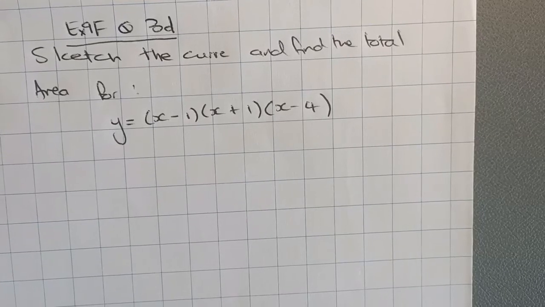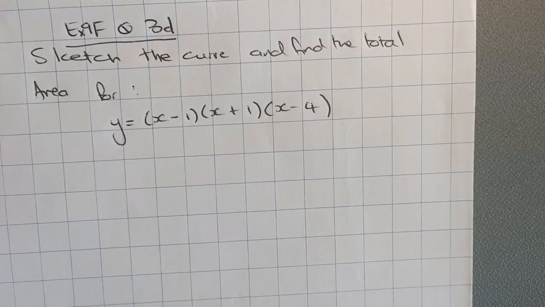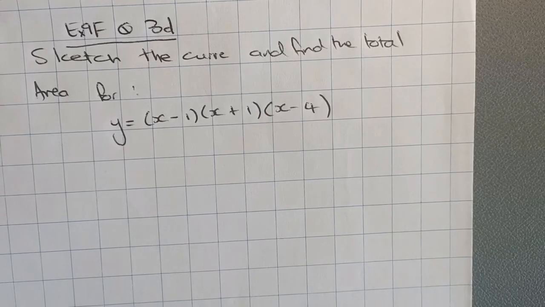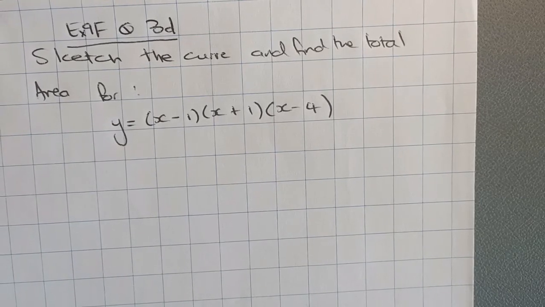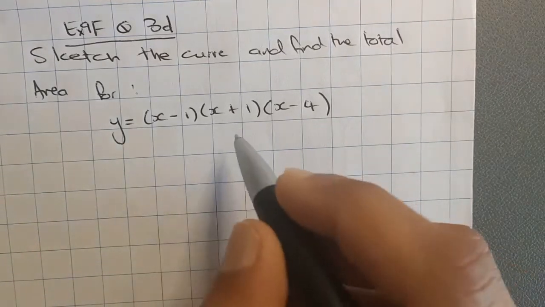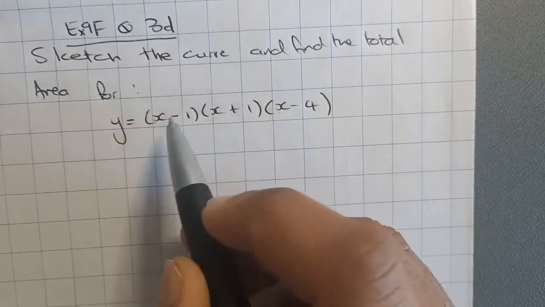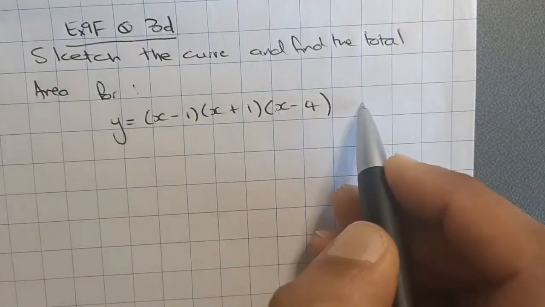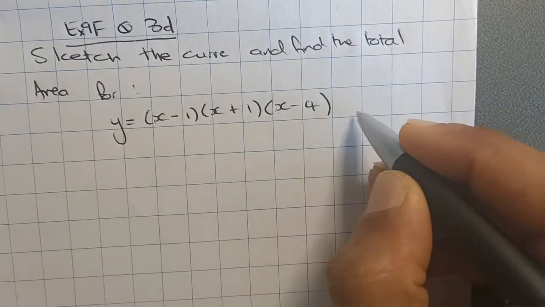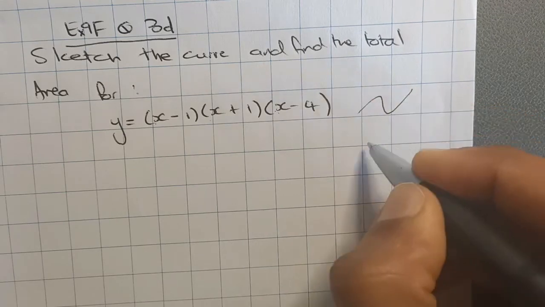Alright, so for exercise 9F question 3D, we want to sketch the curve and find the total area for the following. Okay, so we're going to integrate it, but in order to integrate it, we have to expand it. If I have to quickly just sketch the curve, I can see that all the values in front of x are positive. So when I do multiply it, my a value will be positive, which means that I'll end up with a cubic function, which will look something like that.